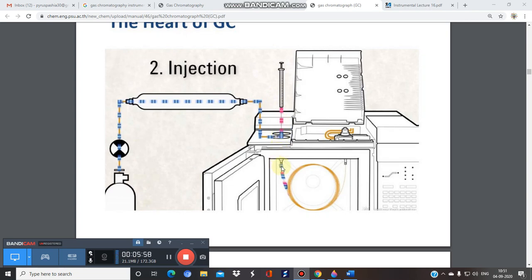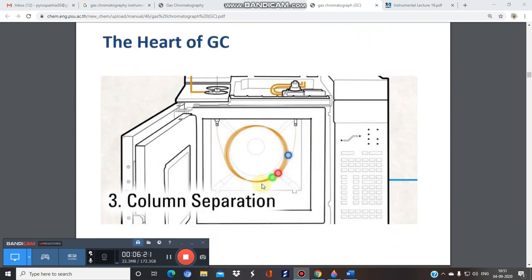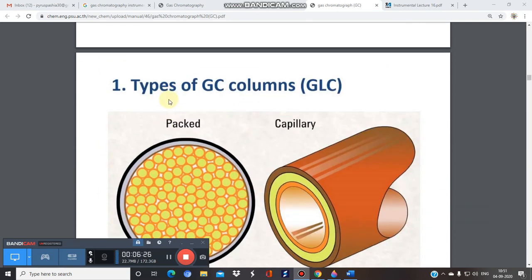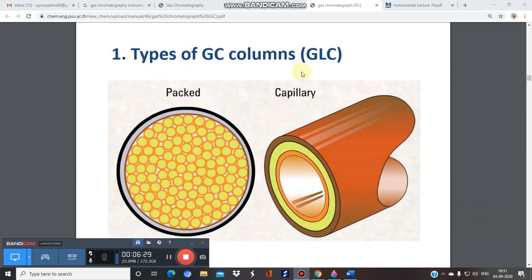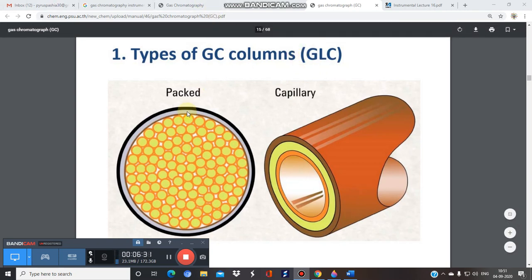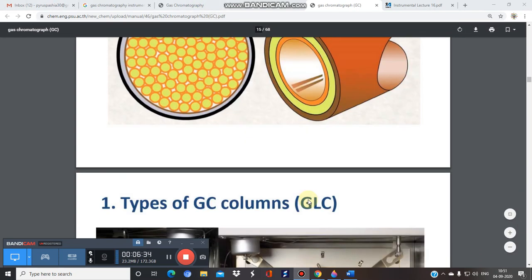When your carrier gas, that is your mobile phase, and the sample, which is a mixture, go inside the column, and inside the column we have already filled stationary phases. We will see which types of stationary phases are used. When they go inside the column, what happens? Yes, separation takes place. We have different types of gas chromatography columns, especially in the GLC technique: a packed column, or a capillary type column.